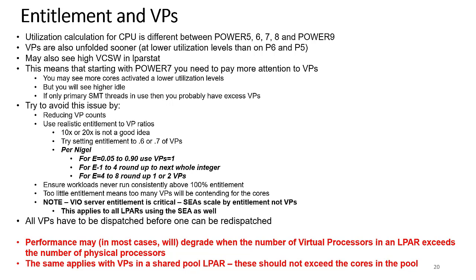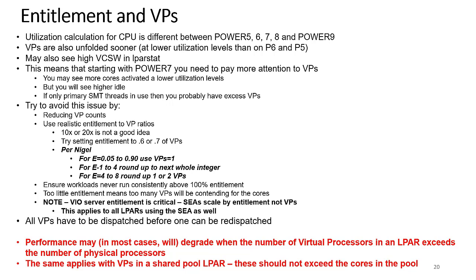Now, Nigel Griffiths has some entries on his blog where he gives some ideas of how you might want to set these. What you do not want to do is set them to 10x or 20x. So you need to put a little bit of common sense in there. If you don't have enough entitlement and you do the 10x or 20x, you'll have a lot of virtual processors contending for the cores, and you'll spend a lot of time dispatching VPs for no reason.